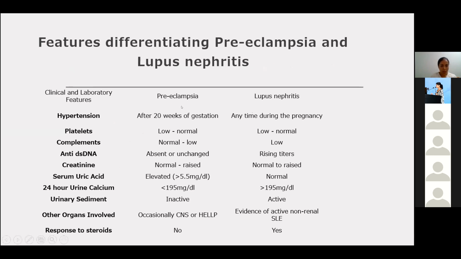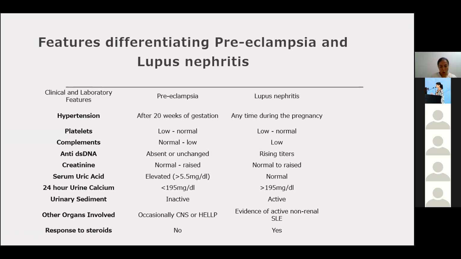So these are the features of both. Usually in preeclampsia, hypertension occurs after 20 weeks of gestation, but in lupus nephritis, it can present at any time during pregnancy. The platelets are low or normal in both conditions. Complements in lupus nephritis are normal or low; in preeclampsia they can be normal or maybe marginally low. Anti-dsDNA may be absent or unchanged in preeclampsia, and in lupus nephritis, the titer is rising.